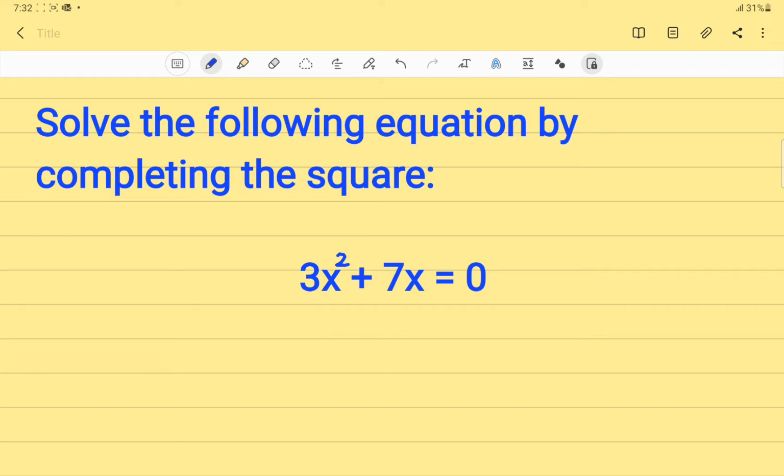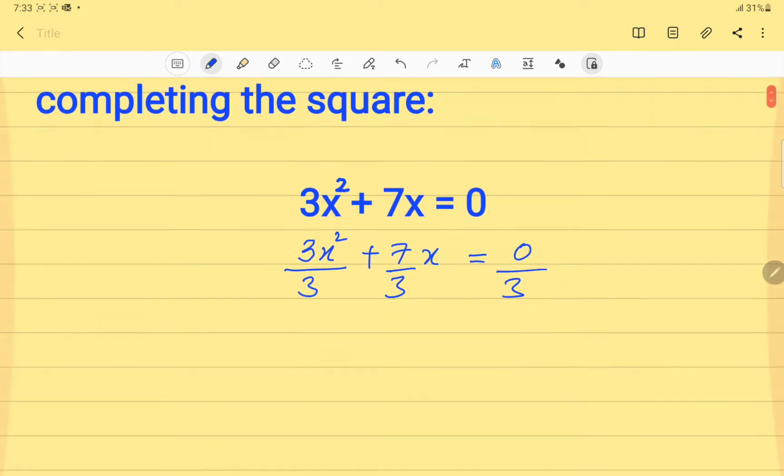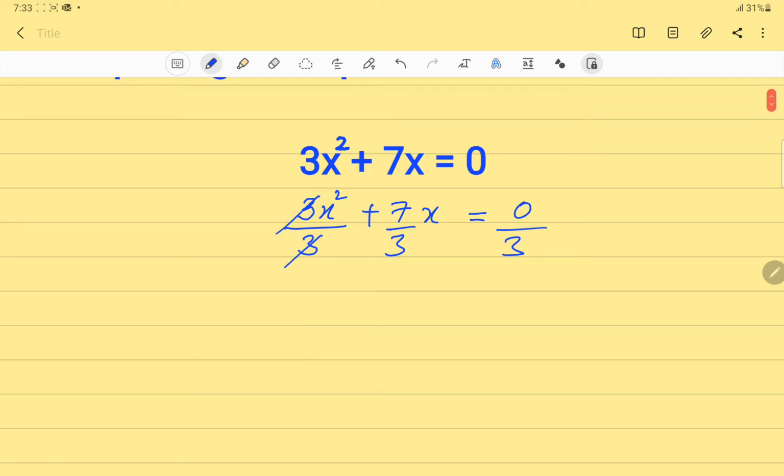And the second step is we have to make the x squared term without any coefficient, like its coefficient should be 1. So what we will do, we will divide all the terms of the equation by 3. So 3x squared over 3 plus 7 over 3 x is equal to 0 over 3. 3 cancels with 3, so we are left with x squared plus 7 over 3 x is equal to 0.